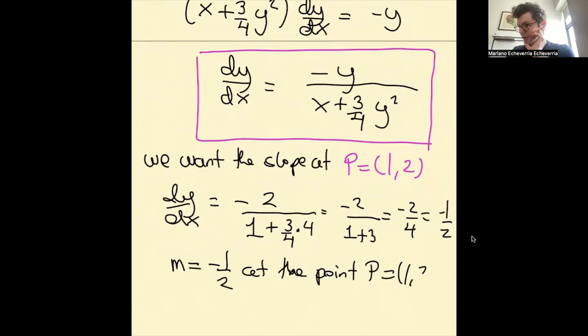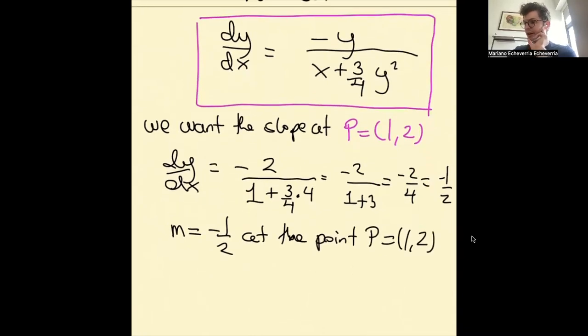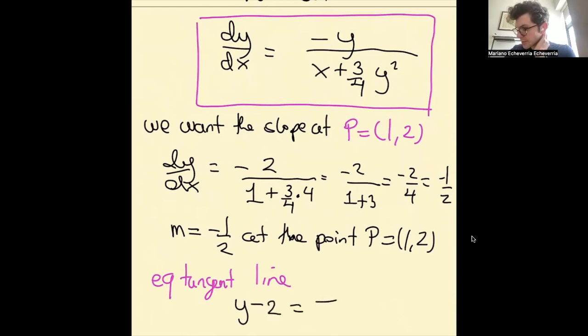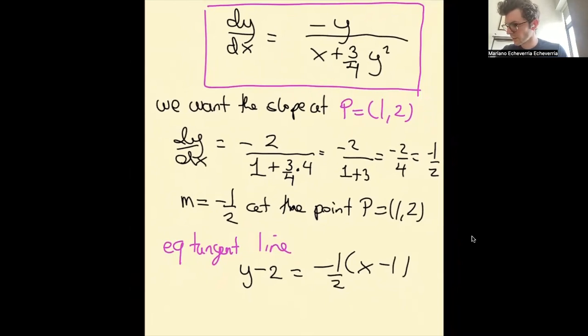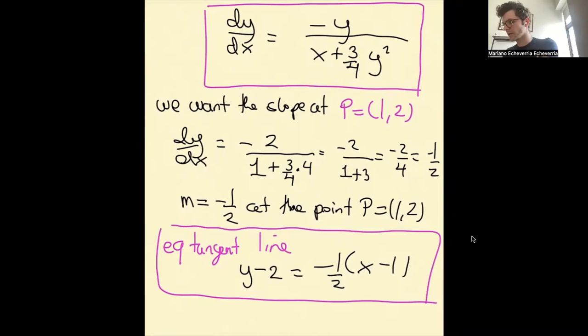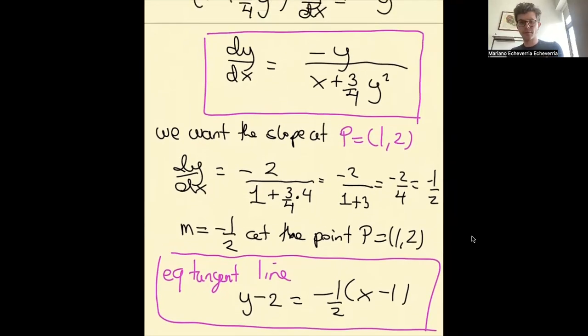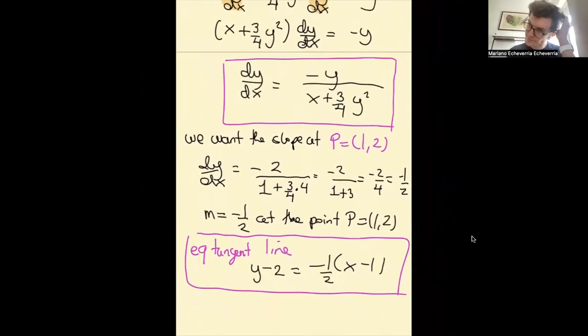p equals (1, 2). So what's the equation of the tangent line? It would be y minus 2 equals the slope, minus 1/2, times x minus 1. And that's the equation. Is that making sense?